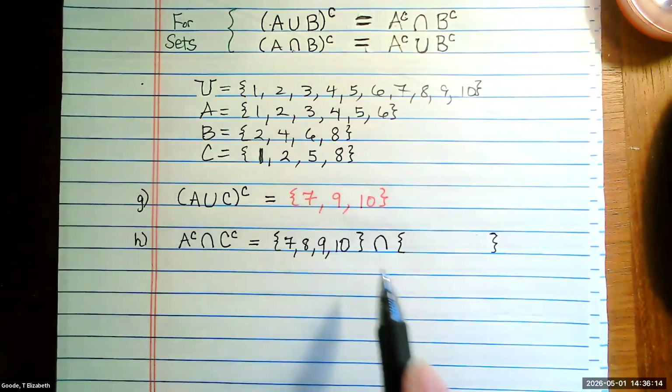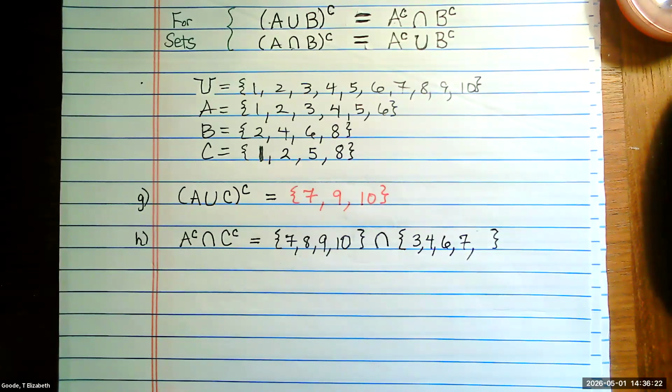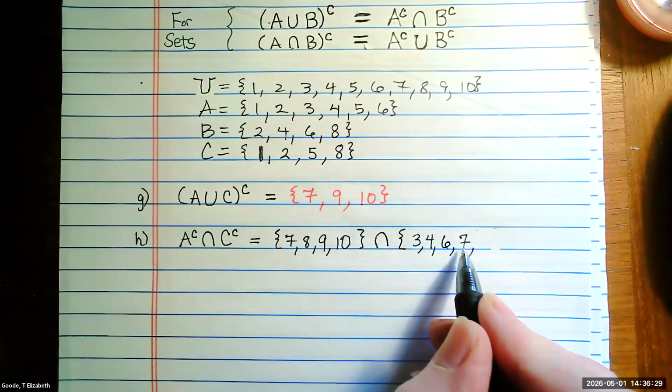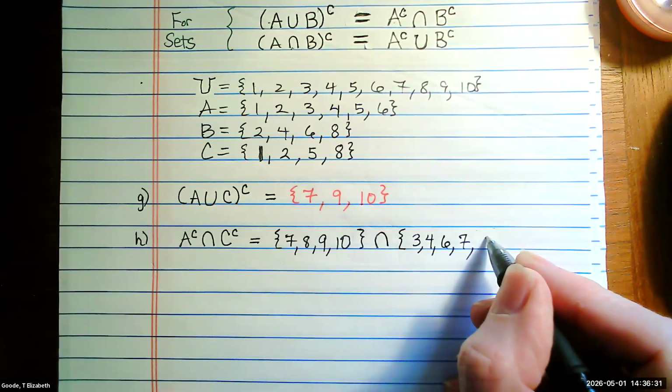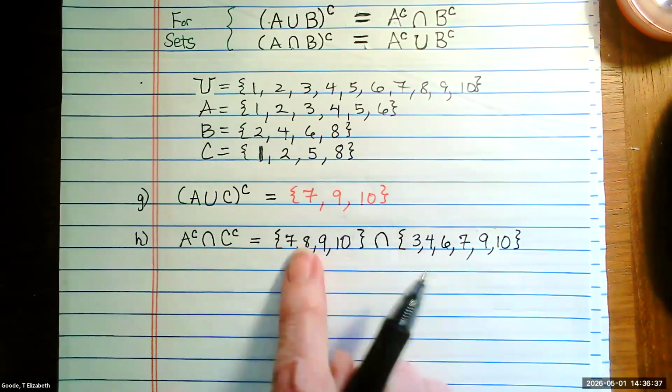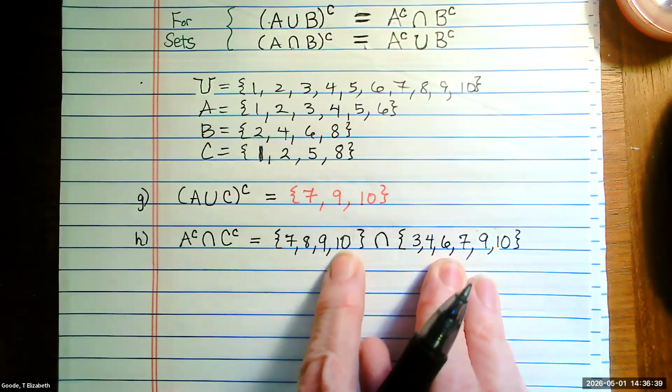It's going to be 3, 4, 6, 9, and 10. And I think 7 too. Is 7 in C? 7 is not in C, so it should be in C complement, right? So we'll throw that in there. And now we're going to find the intersection of these two sets.